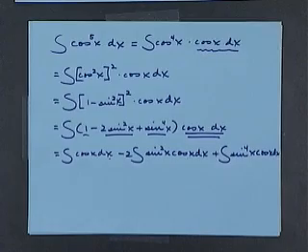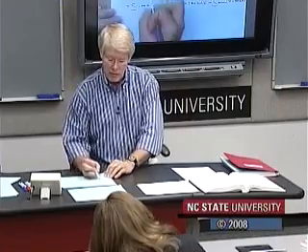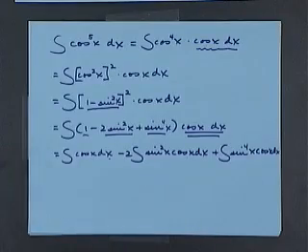So that's if we have a sine or a cosine to an odd power. Take one of them, set it aside. You'll be left with an even power of sine or cosine. Change it to some even power of sine squared or cosine squared, so we can make that substitution, either 1 minus sine squared or 1 minus cosine squared.